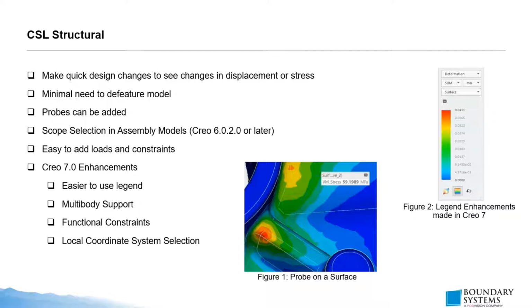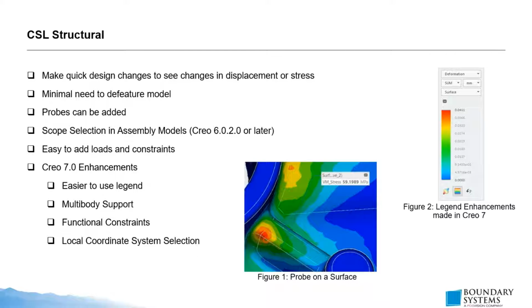Probes can be added. These are very similar to measures inside of Creo Simulate. So you can see one in Figure 1, where you can place a probe on a surface, and let's say you can monitor the max stress, von Mises stress. So if you make any design changes, that probe will update, and you'll see your results in real time.